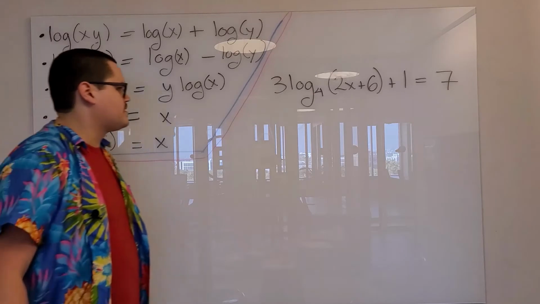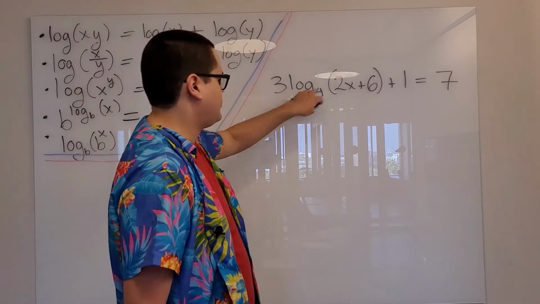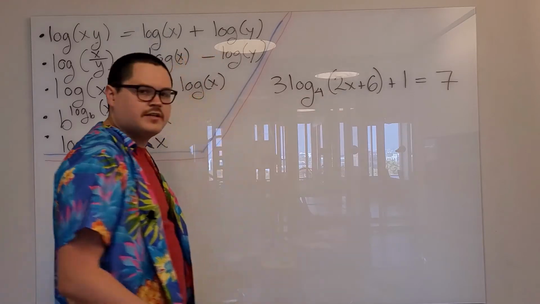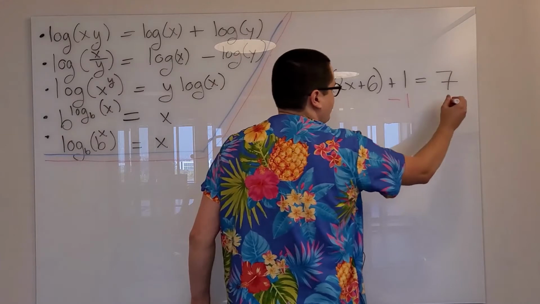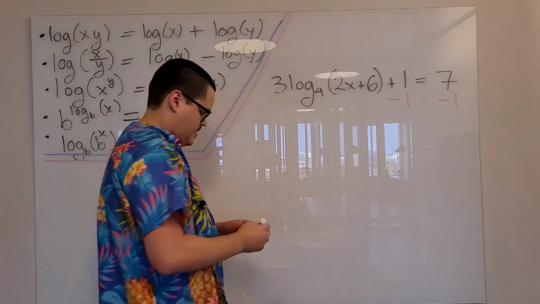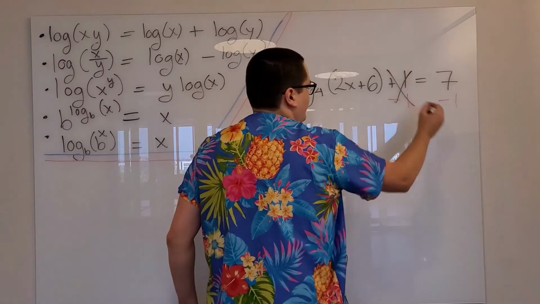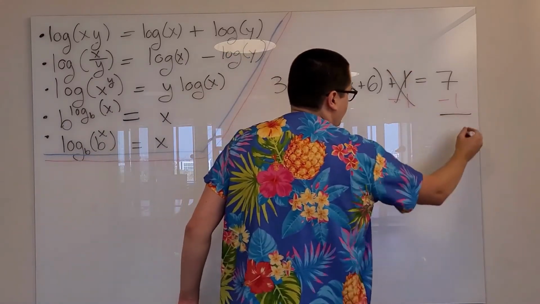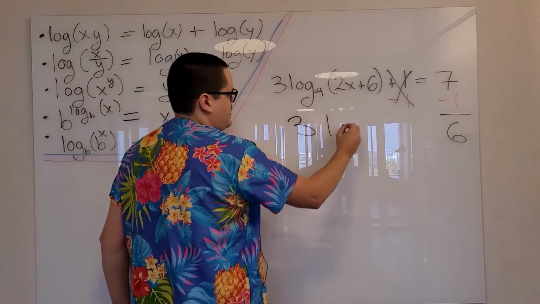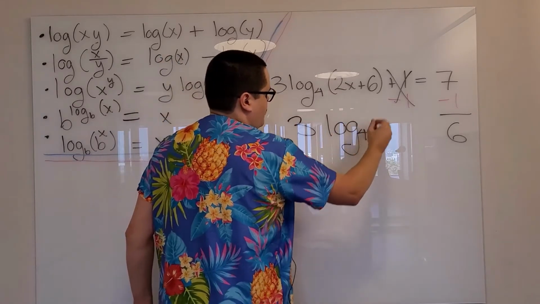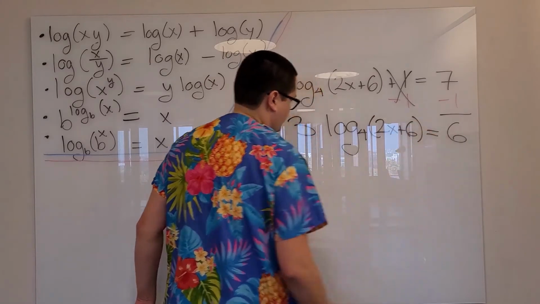Alright, the very first thing you want to do is isolate all the weird stuff. In this case, that's a log that's wrapped around the x. So first, we're going to subtract 1 from both sides. On the left, that cancels. On the right, we're just left with 7 minus 1, that's 6. So what do we have now? We have 3 times log base 4 of (2x plus 6) equals 6.